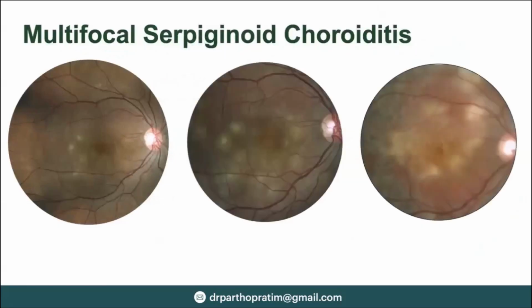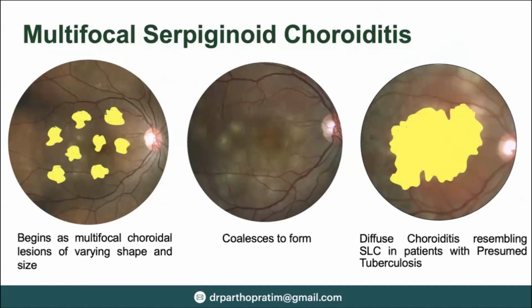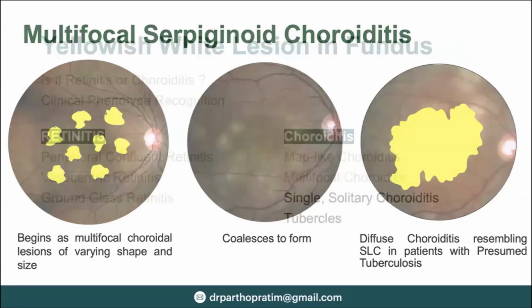Now, another variety of lesion we can see here is multifocal choroiditis. Sometimes these start as multifocal choroiditis and coalesce together to form a map-like pattern. So it is very important to understand that sometimes we see serpiginous-like choroiditis patches, and in the absence of treatment, they can coalesce and form a map-like pattern.